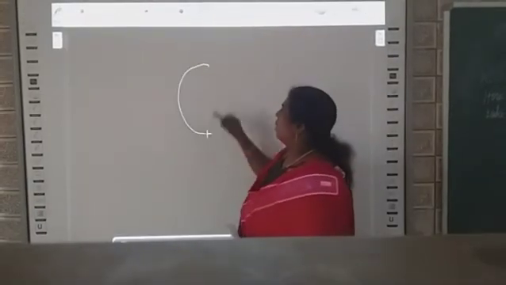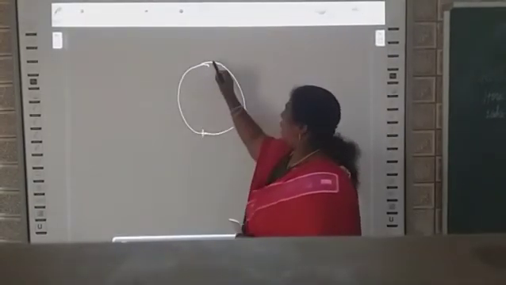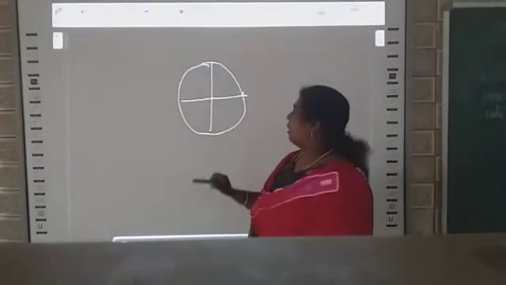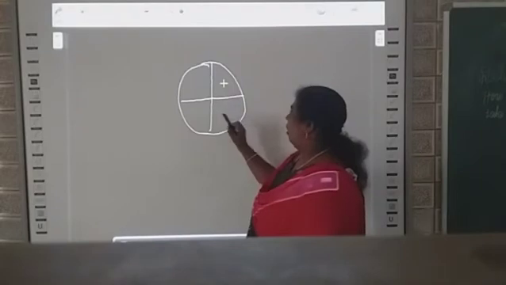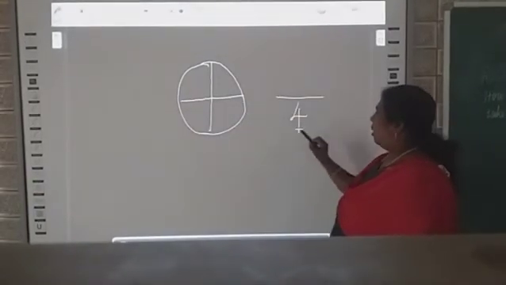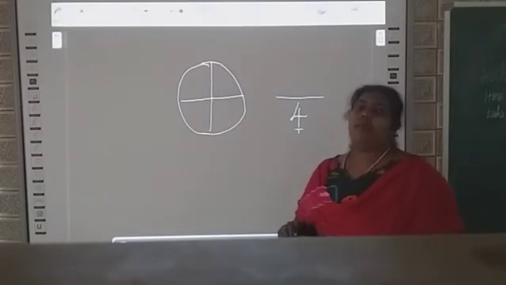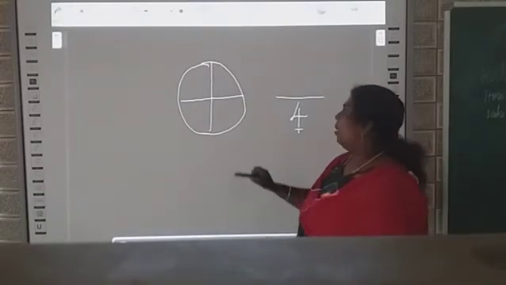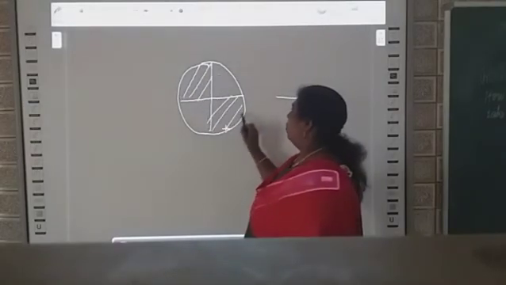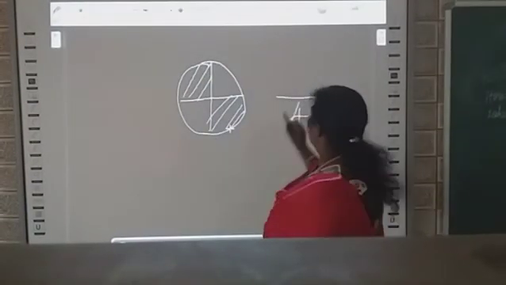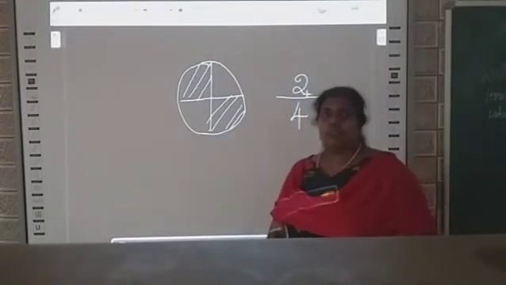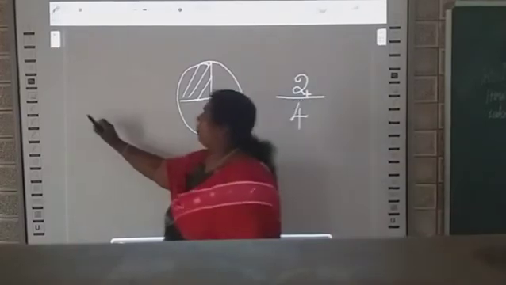So the same circle I am making into 4 parts. That is 1, 2, 3, 4. So the total number of parts is how much? 4 parts. That is the denominator value. Now I am going to shade 2 parts. So here you have to write the numerator 2. Understand? See next example.